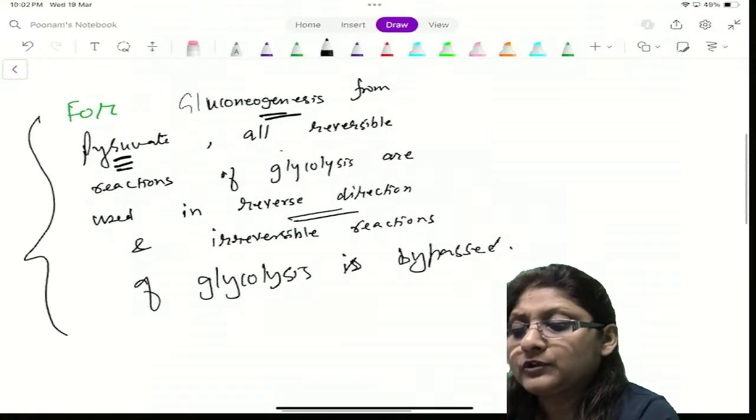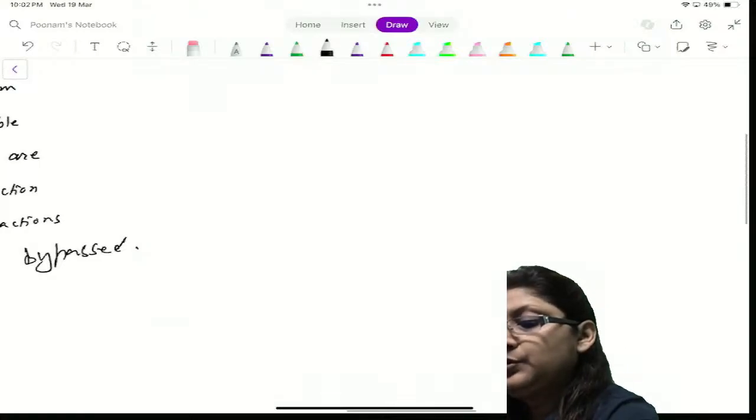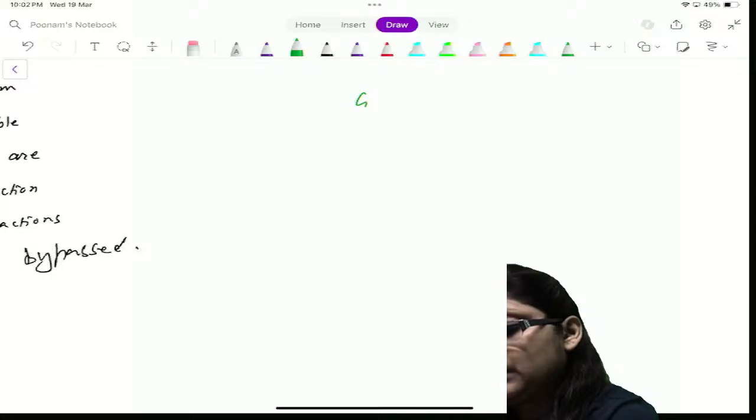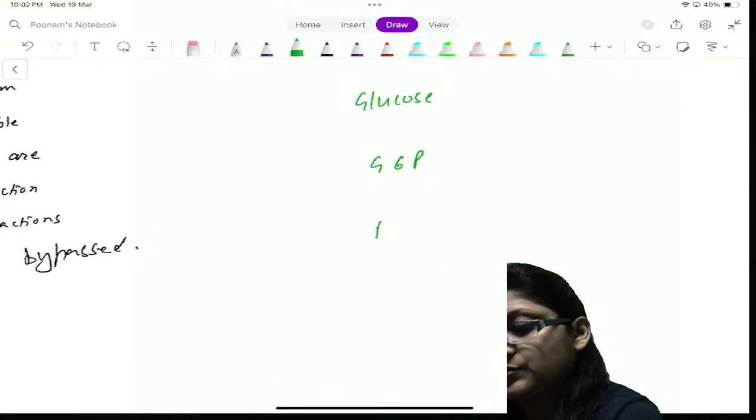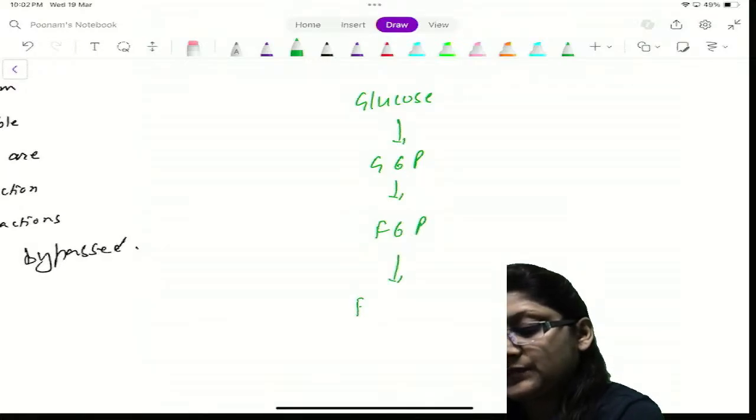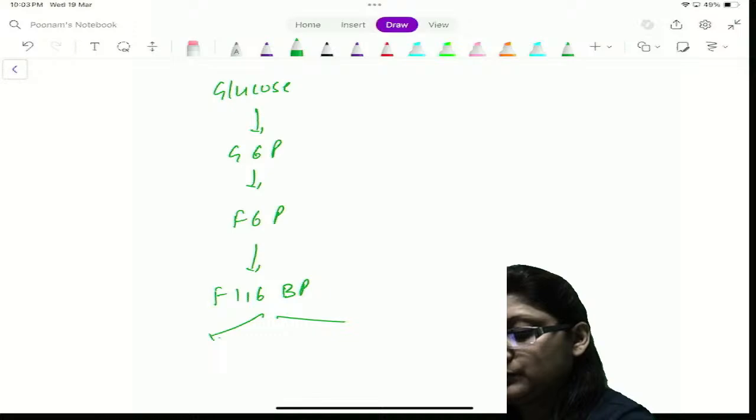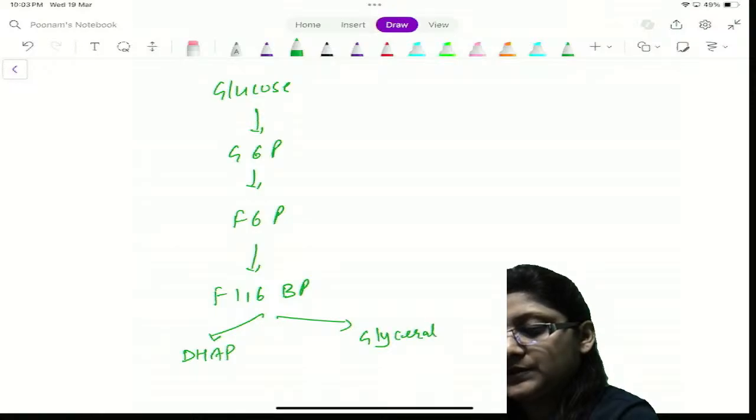So if we follow that, you need to know the outline of the glycolysis first of all, where I told you glucose converted to glucose 6-phosphate, fructose 6-phosphate, fructose 1,6-bisphosphate. This is breaking into 2, DHAP and glyceraldehyde 3-phosphate.